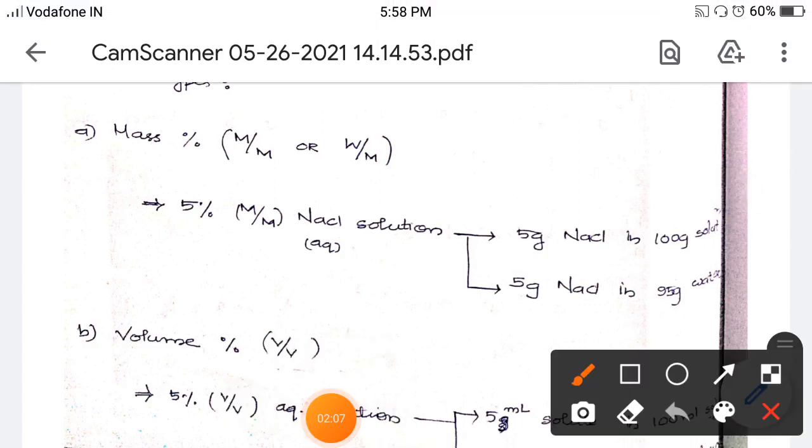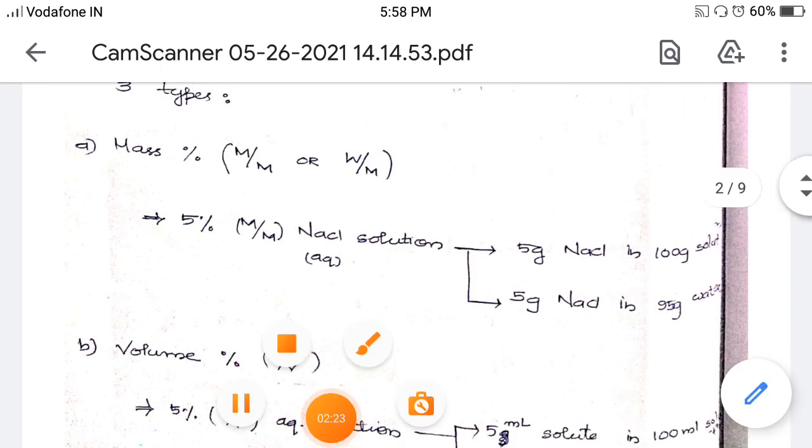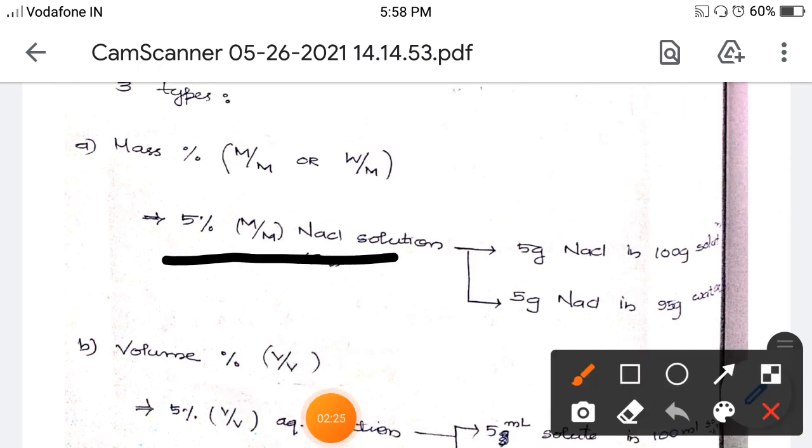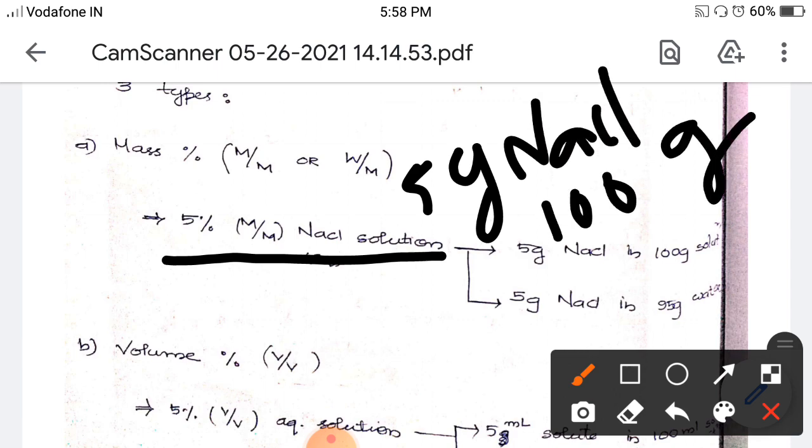Mass percentage means m by m or w by w. A 5% NaCl solution means 5 gram of NaCl in 100 gram of solution.